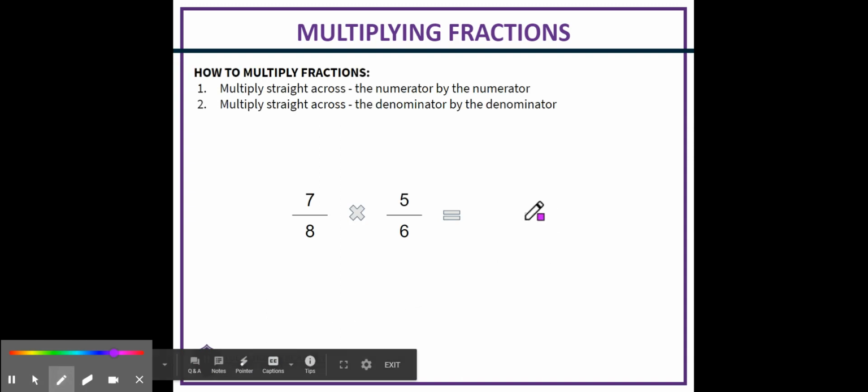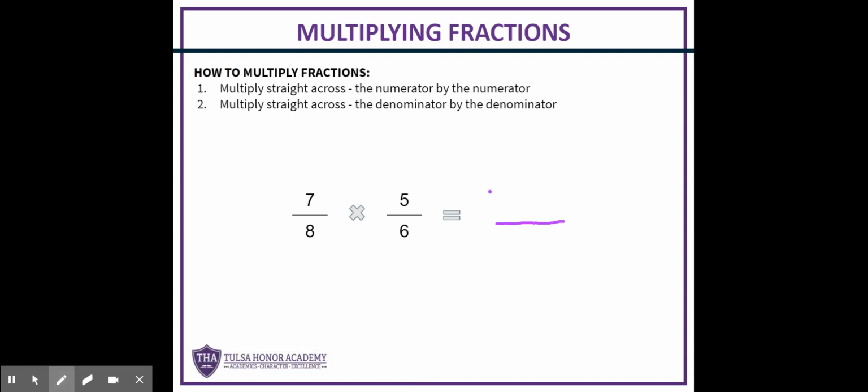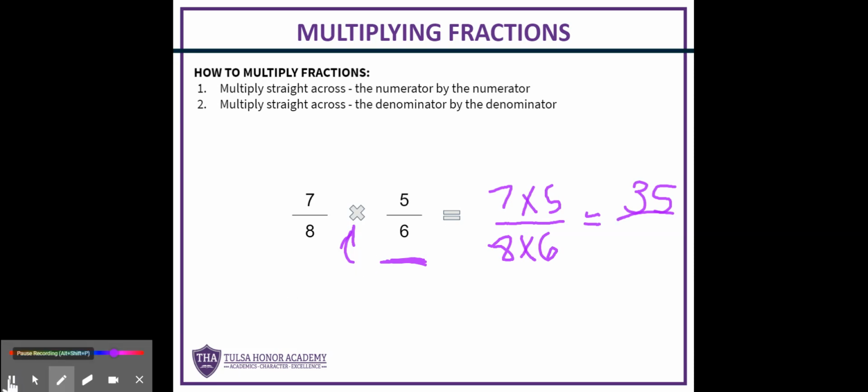So if we did this, we would have 7 times 5 on top and 8 times 6 on bottom. And remember, we do not flip this second fraction because we didn't start with division. We started with multiplication. So 7 times 5 is 35. And 8 times 6 is 48. So our answer is 35 over 48.